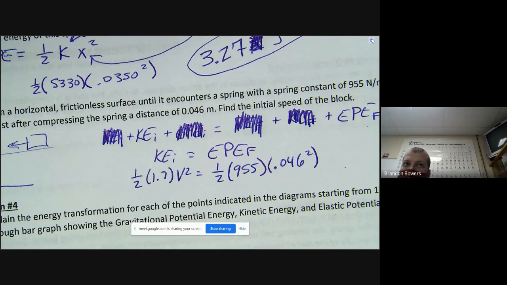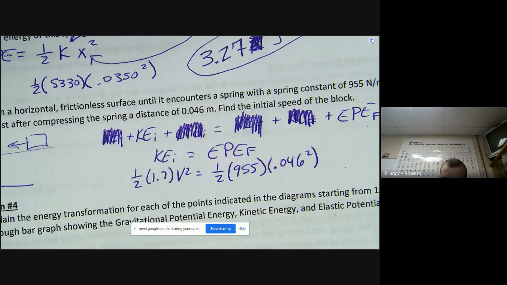There's an easier way to solve this. It gives you the distance that it compresses the spring, and the spring constant. And it says that it comes to a rest. So for it to come to rest, the force in both directions has to be the same. So you can just multiply 0.046 times 955, and then divide it by 1.7. Did that work? What's your answer? 25.84 meters per second.